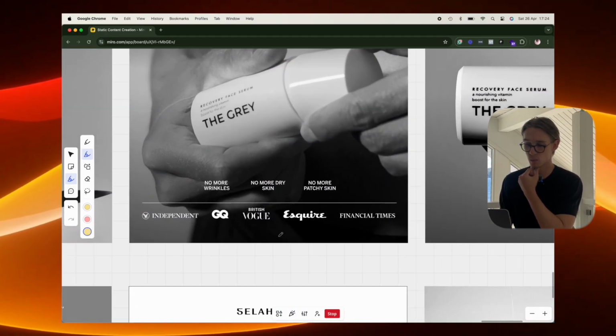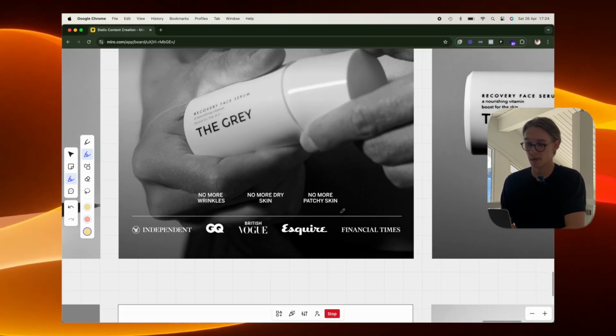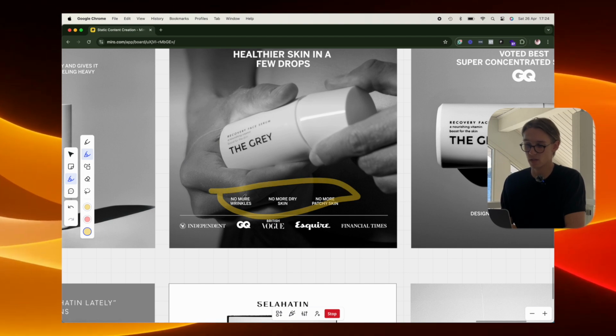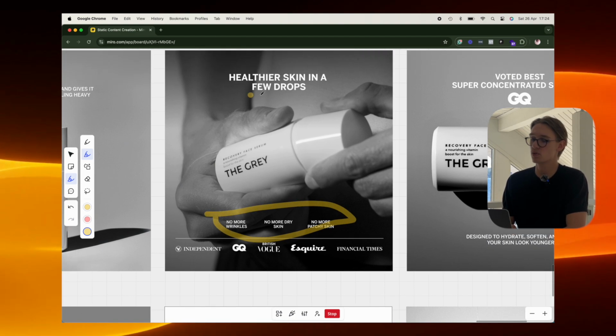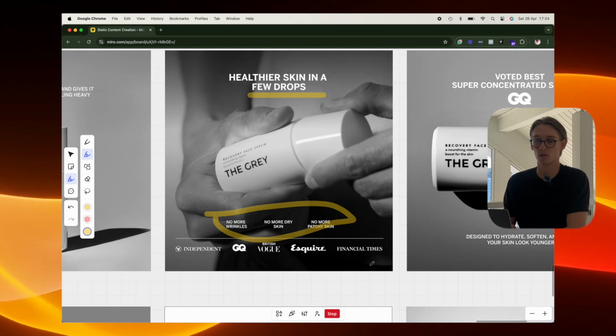Also, you can see we list some articles and magazines that The Gray has been mentioned in. Then we really focus on the negative, actually, what it solves. And here, just a big one, healthier skin in a few drops. It's super easy, just a few drops. You don't have this anymore. And we're supported by all these amazing articles, which makes it super legit and very trustworthy. And that's why this is another creative that works super well.